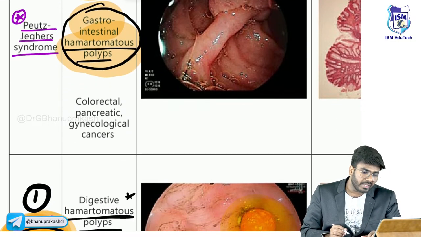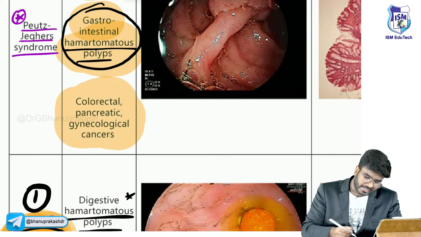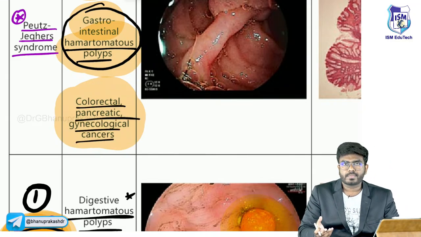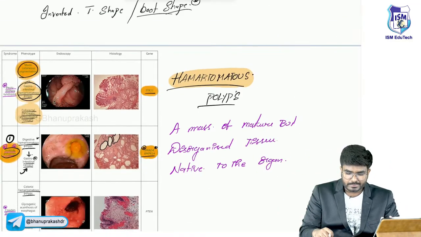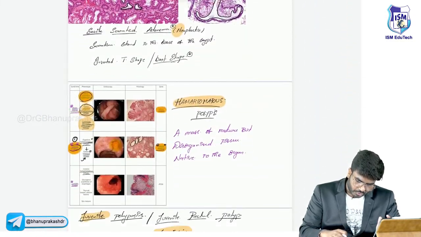But also remember, very important point, these patients are also at risk of developing colorectal cancer in the future. The patients are at risk of colorectal and gynecological cancer. So the possibility is there. Next, after this, what is the third condition that you should know?